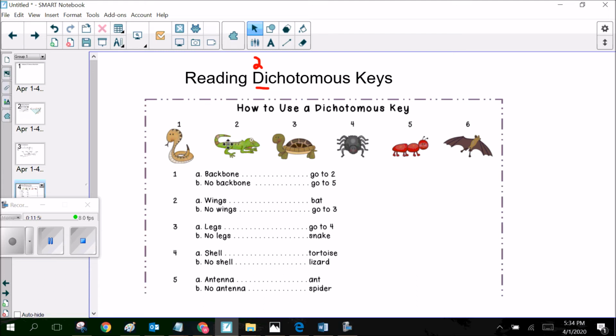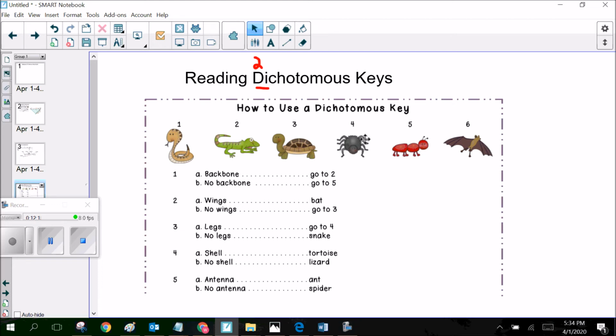Now we do the same thing for the lizard. So we go to the lizard and we say, okay, does it have a backbone? Yes. We go to 2. Does it have wings? No. No wings. Go to 3. Does it have legs? Yes. Go to 4. Okay, 4. Does it have a shell? No. No shell. Lizard. Haha, it's a lizard. And you do the same thing for the turtle and the spider and the ant and the bat.